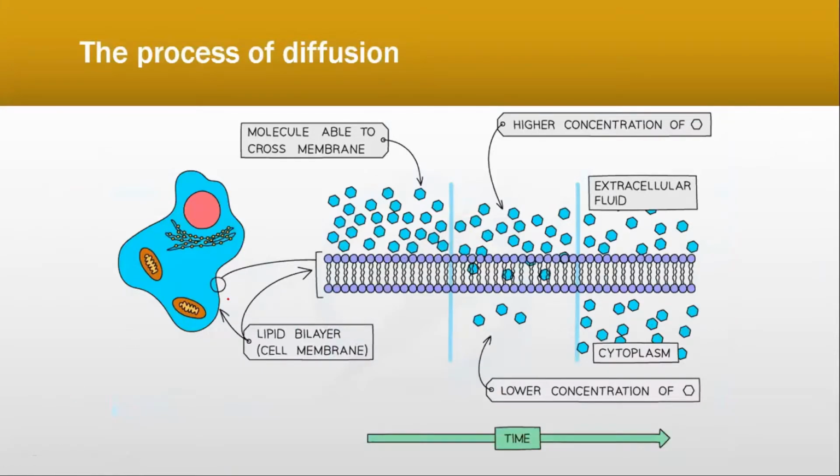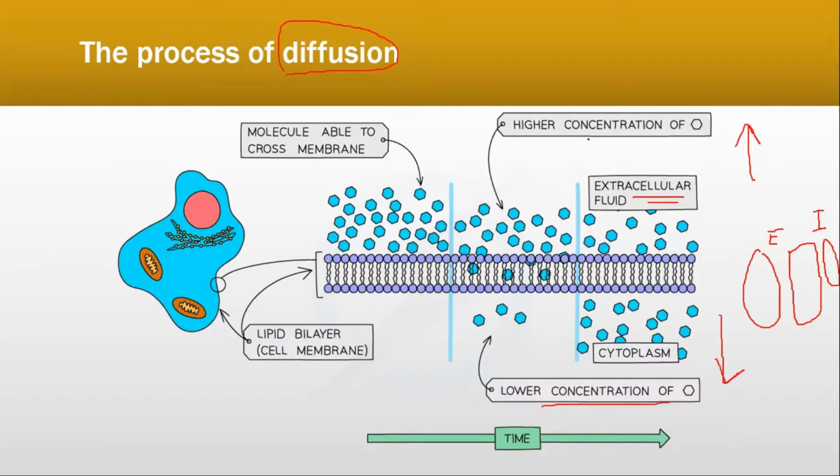So this is a basic diagram explaining the process of diffusion. These molecules are able to cross the cell membrane because we have a higher concentration of molecules outside, in the extracellular fluid. We have a cell, and this is the extracellular fluid, and this side is the intracellular. Extracellular means the outside, and intracellular means inside the cell. So we have a higher concentration outside and a lower concentration of molecules inside, and we have the cytoplasm of the cell here.